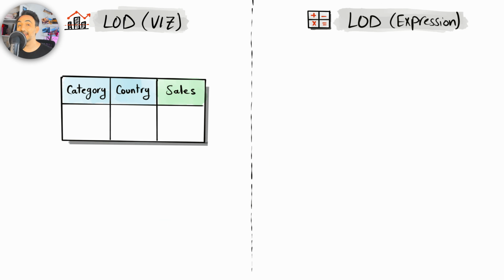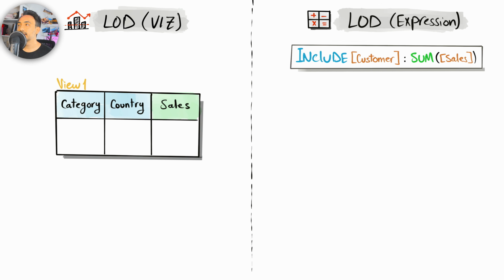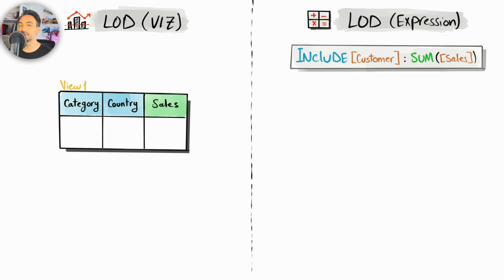Alright, so now let's move to the include function. It is exactly the opposite of exclude. So we're gonna have the same example. In the visualizations, we have the 2 dimensions, category and country, and now we're gonna say to Tableau, include customer dimension, and we're gonna have the same aggregation, the sum of sales. So now what we are telling Tableau with this calculation is to add 1 more dimensions to the visualizations, to add the dimension customers to the 2 other dimensions that we have inside the visualizations.